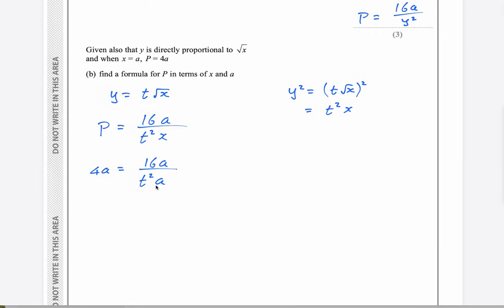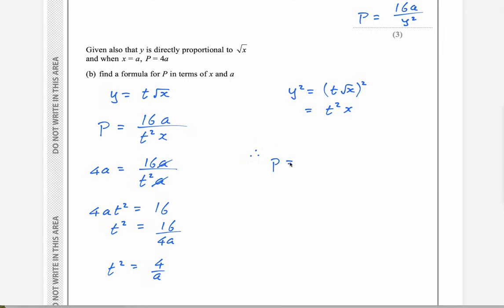Okay, so these A's cancel, and let's multiply across by T squared. I have 4A T squared equals 16. So T squared is equal to 16 over 4A. If I divide by this 4A here, T squared is equal to 16 over 4, which is 4, so it's just 4 over A. So T squared is 4 over A. And I'm trying to find a formula for P in terms of x and A. So now I'm going to go back to this P. I'm going to write therefore.